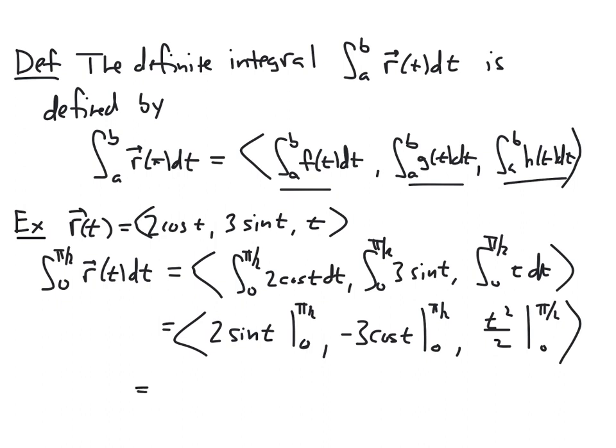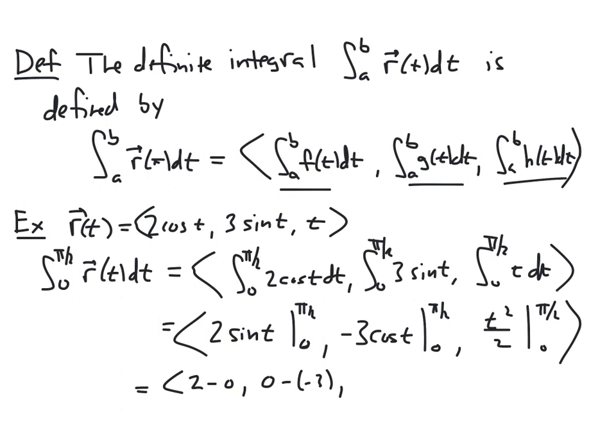So now, sine of pi over 2 is 1. So this is going to be 2 times 1. Sine of 0 is 0, so I get 2 minus 0 there. For the second component, I get negative 3 times the cosine of pi over 2, but cosine of pi over 2 is 0. And so we're going to subtract negative 3 times cosine of 0, so that would be negative 3. So we're going to have 0 minus negative 3.